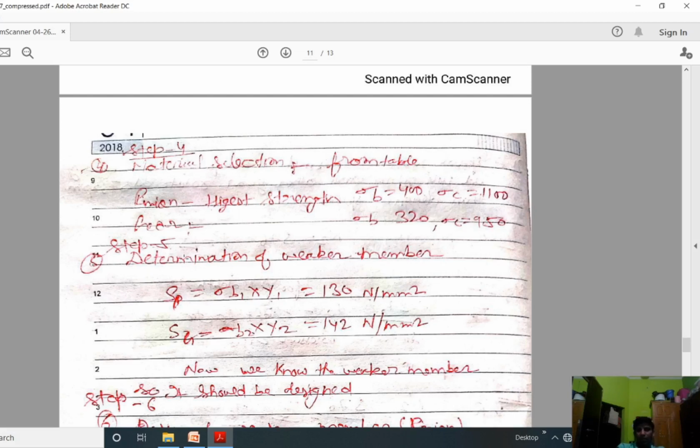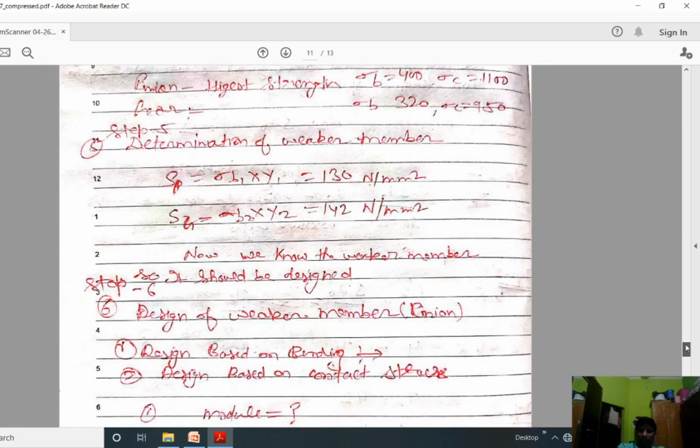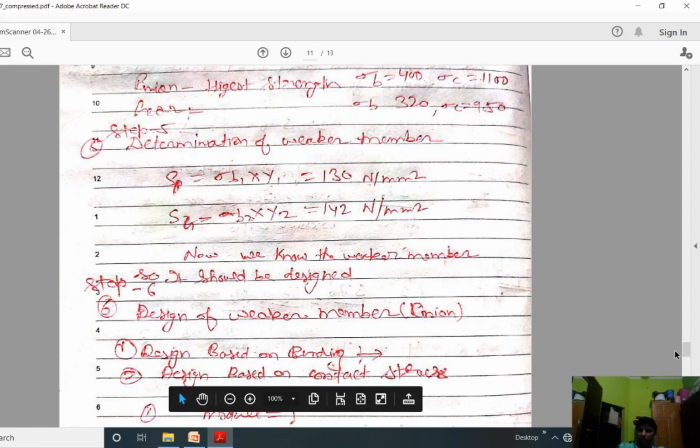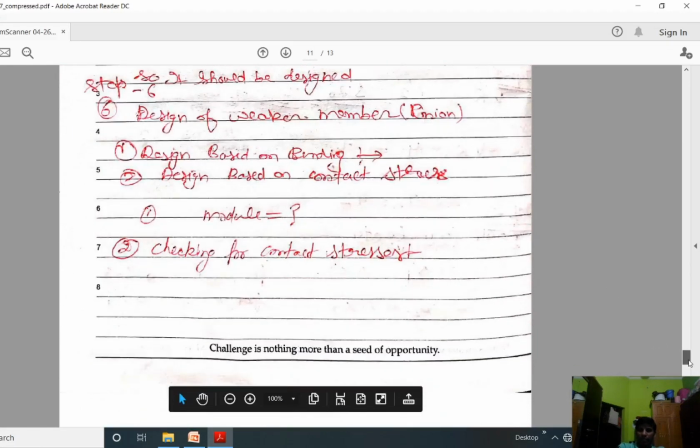In step number 5, determination of the weaker member. As we already know, we find which one is the weaker member after finding the Lewis form factor. After finding the Lewis form factor, it is multiplied with the bending stresses, and by multiplying with bending stresses we get the value, and we can easily know which one is the weaker section. The next step is design for the weaker section.